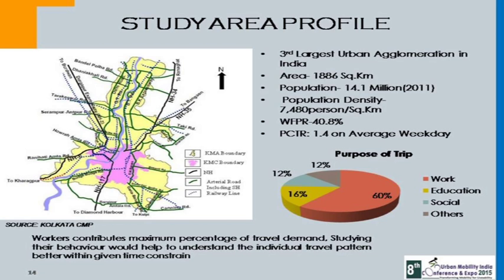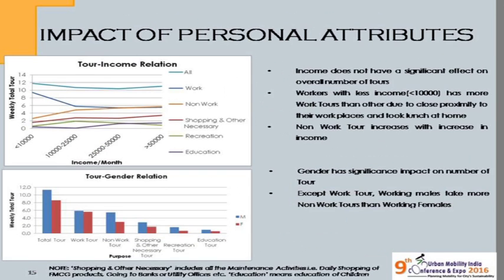After collecting the data of all the workers, we analyzed it with their personal attributes, first with tours and the income relationship. For purpose, we have work, shopping and other necessary things like daily grocery shopping and paying utility bills. Recreation means going to a relative's place or some recreational work, and education is accompanying their children to education, like schools or tuitions.